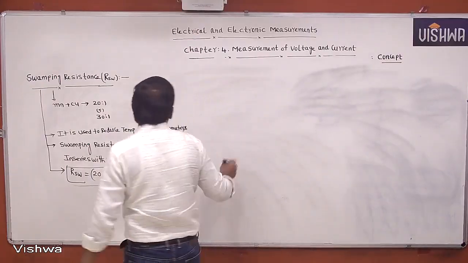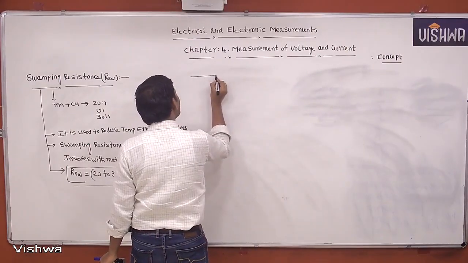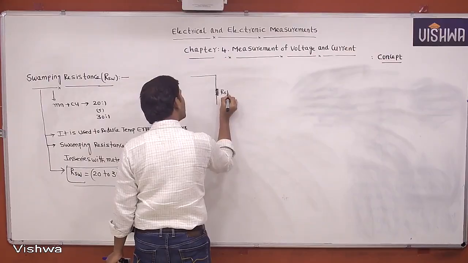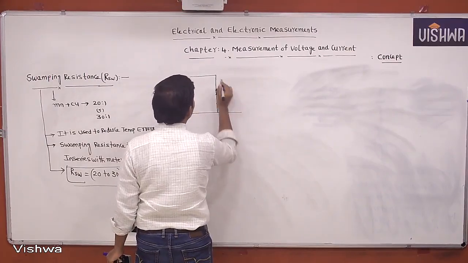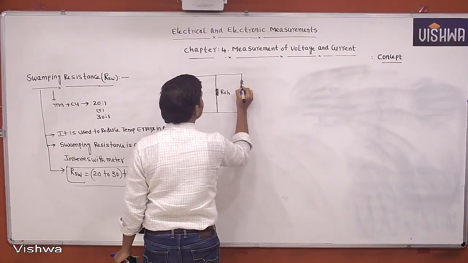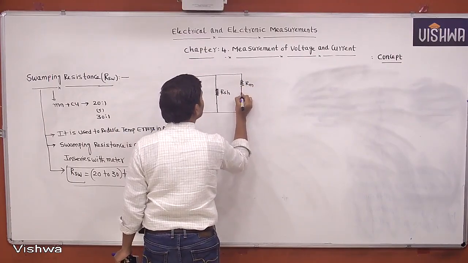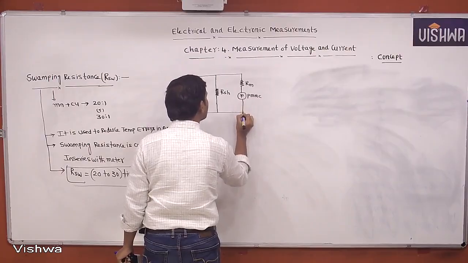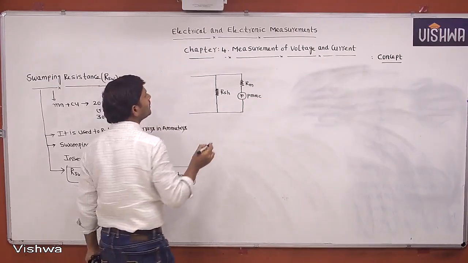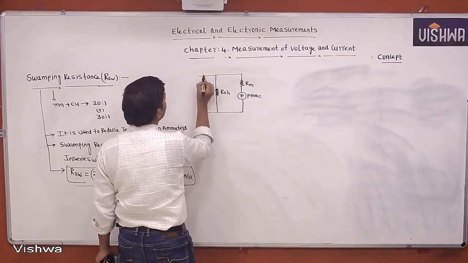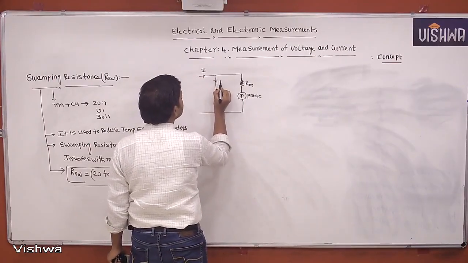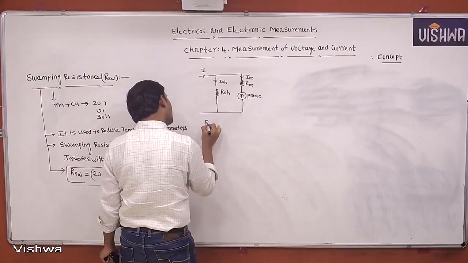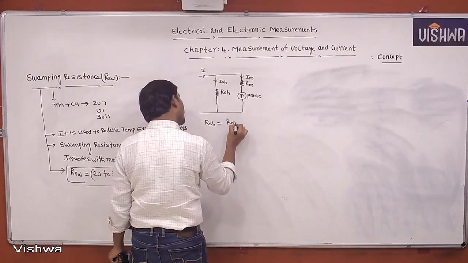Then let us consider a PMMC ammeter without swamping resistance. Let this be the shunt resistance RSH, this is the meter resistance RM, and this is the PMMC meter movement. Then this is the PMMC ammeter. This current is I, this is ISH, this is IM. Then in this case, what is RSH equal to? RM by M minus 1. This formula you know.